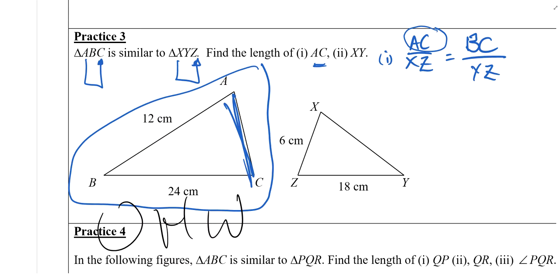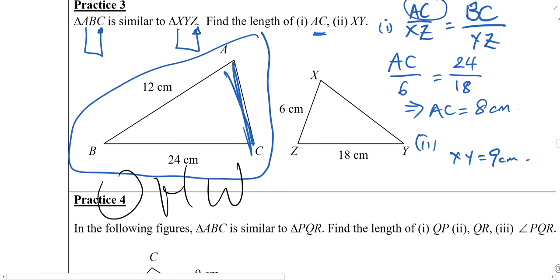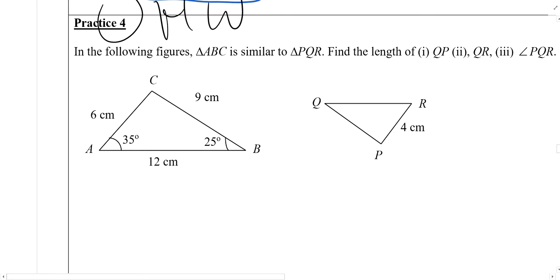Readily available for us. So AC over XZ, which is 6, is equal to 24 over 18. So AC will be given to be 8 cm. Okay, then part 2, it is a similar approach as well, so I will not go through that. You will get XY equals 9 cm. Can? Practice 4. Also homework question.